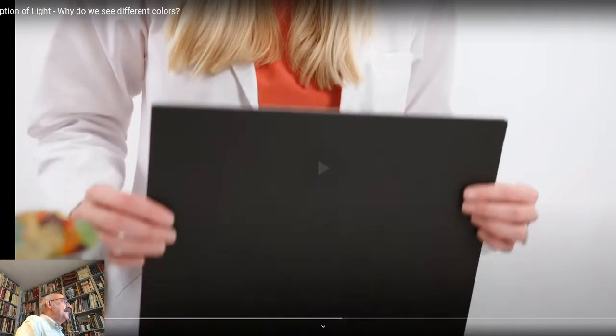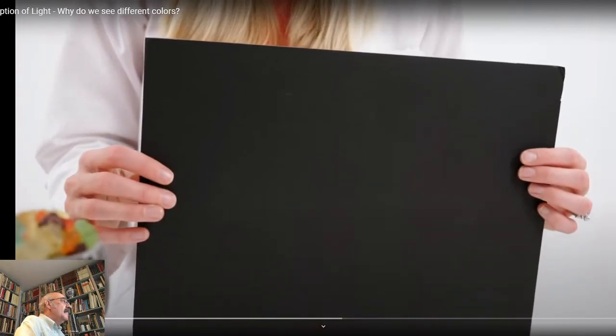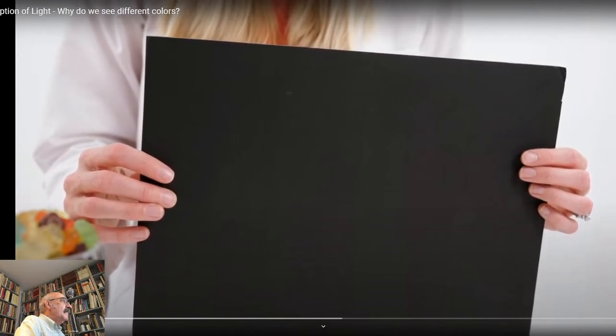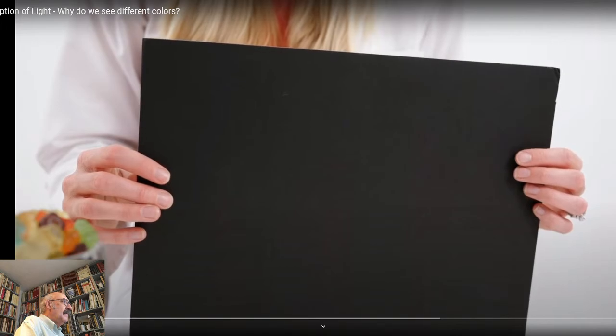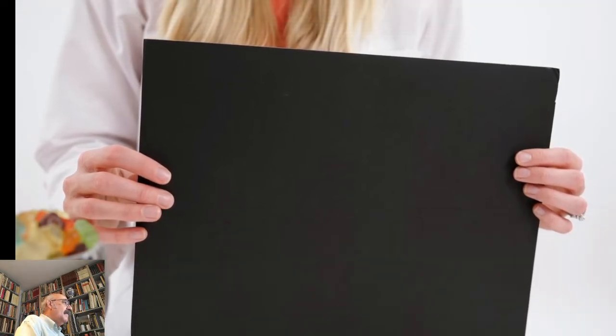Some objects, like this matte black photography paper, absorb all wavelengths of light. Attention, objects that are black are objects that absorb all colors, so they can't reflect any color. So that's why we see them black, and they reflect no colors, such as red, orange, yellow, green, blue, or violet.